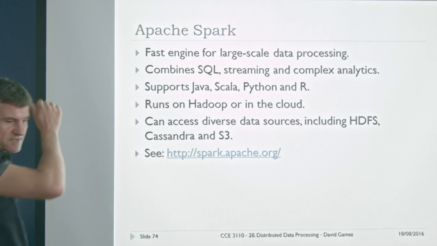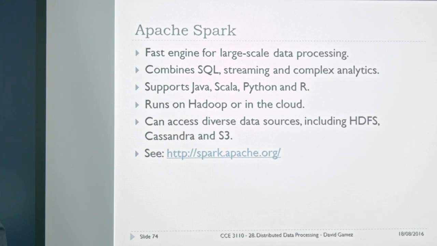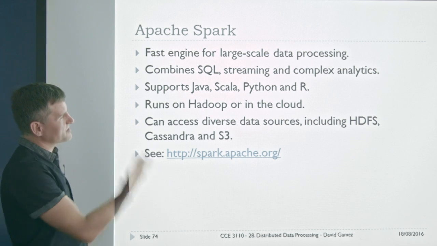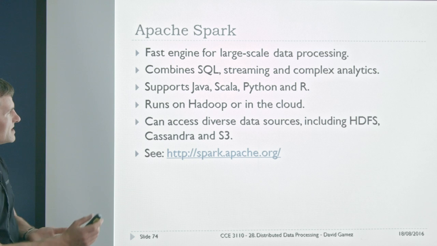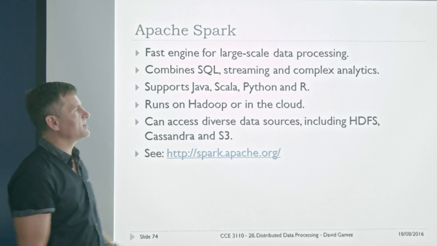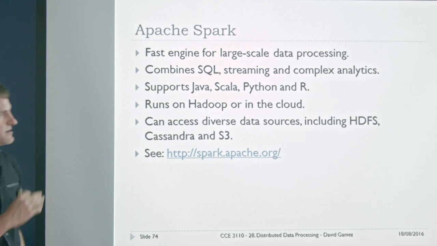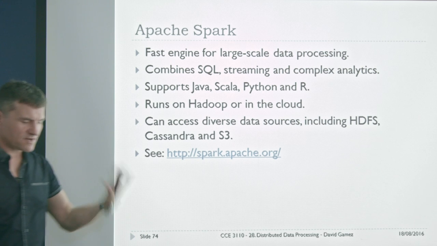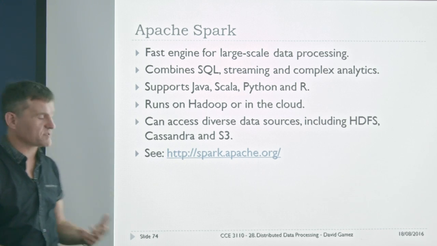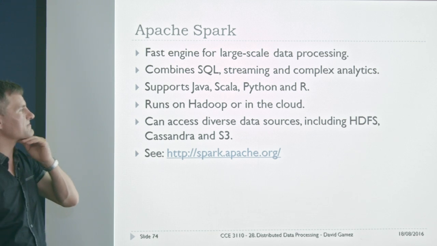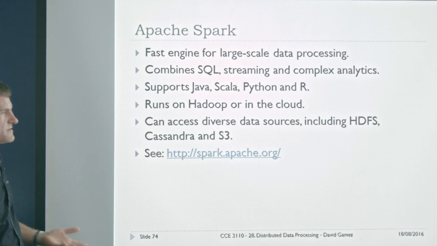So one of the successes that would be worth thinking about if you're interested in doing this kind of stuff is Apache Spark. And if I was doing this kind of large-scale data processing, I'd probably look much more carefully into Spark. It combines SQL, streaming, and complex analytics, and supports Java, Scala, Python, and R. So it'll run on top of Hadoop, or you can run it in the cloud. As I said, Amazon Web Services will support Spark. And you can access lots of different data sources.